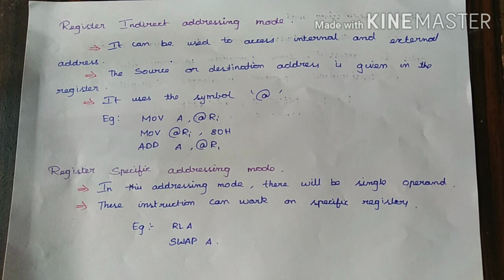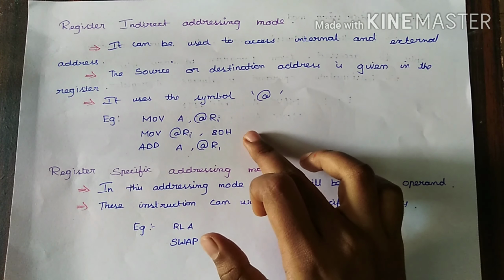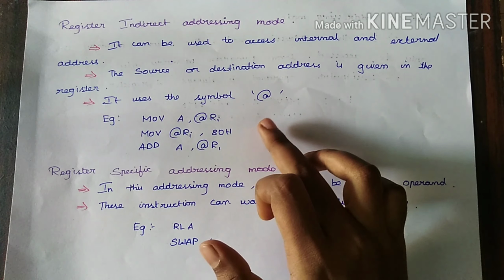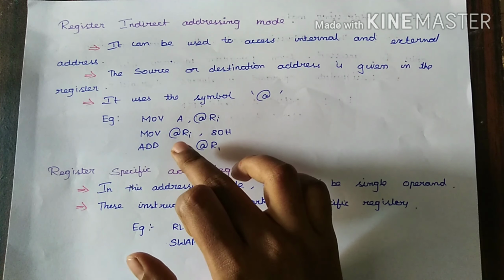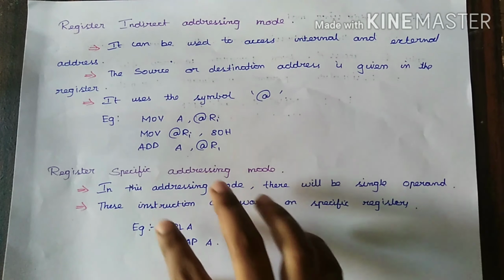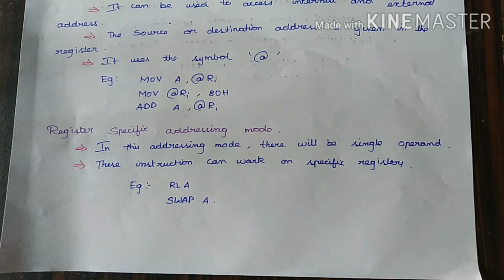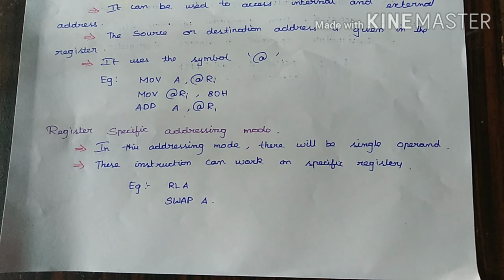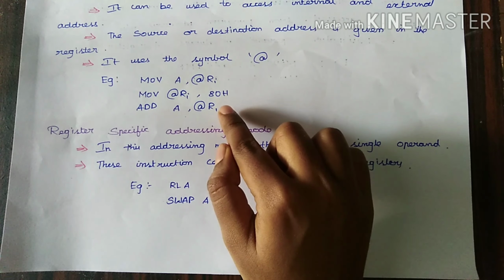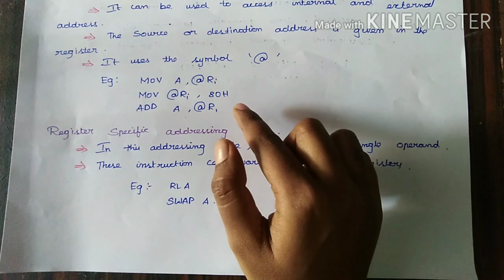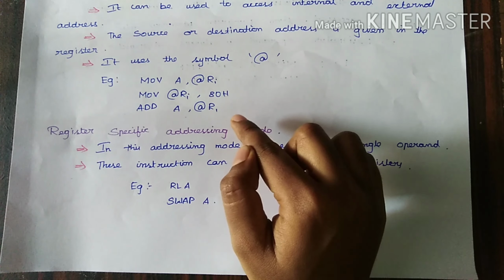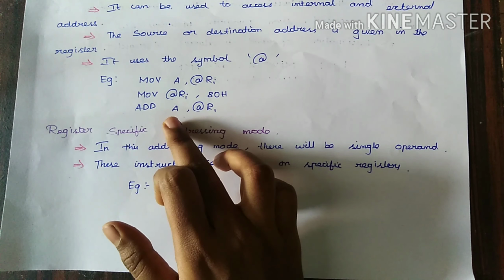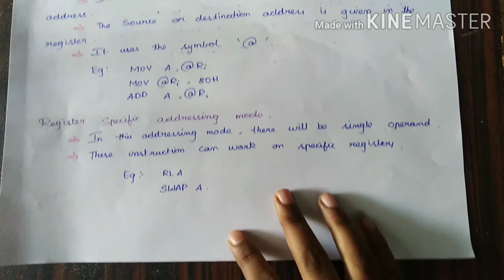And in the next instruction we have used the register as the destination one. That is, the data of the address 80H will be copied to the address that is stored in this register. And now tell me what the third instruction does. Yes. This register Ri will have an address, and the data of that address will be added to the data of the accumulator, and the result will be stored in the accumulator.